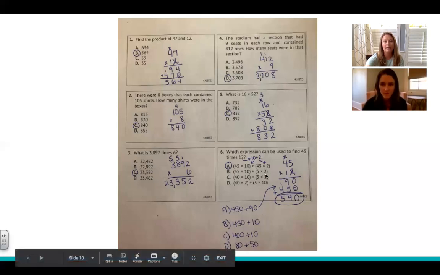When I multiplied these other ones out, they gave me numbers that were much lower. So B was only 460. C was 410. I'm kind of running off the page. And D was 130, right?